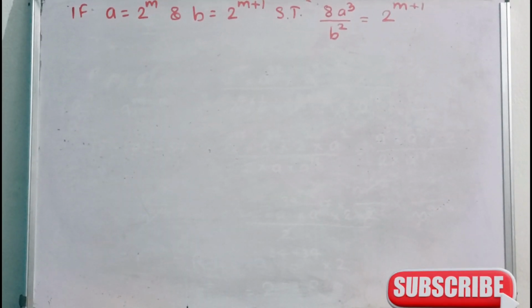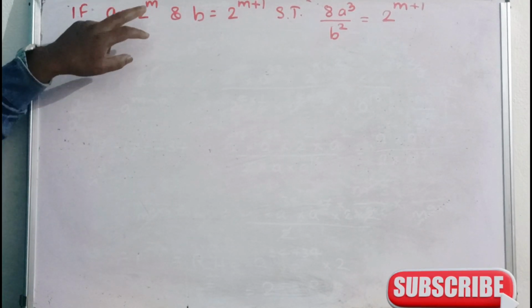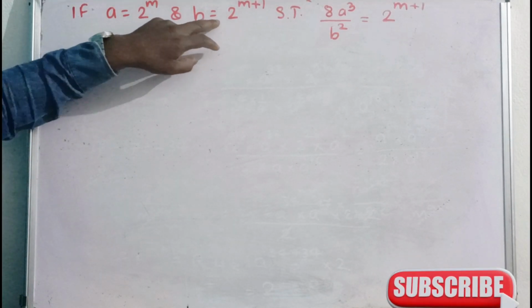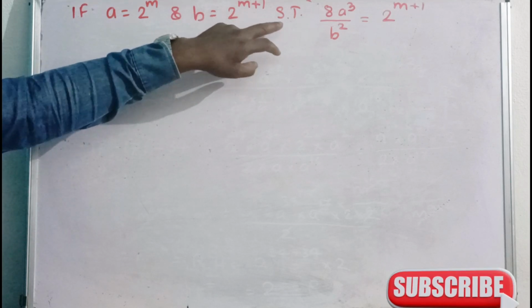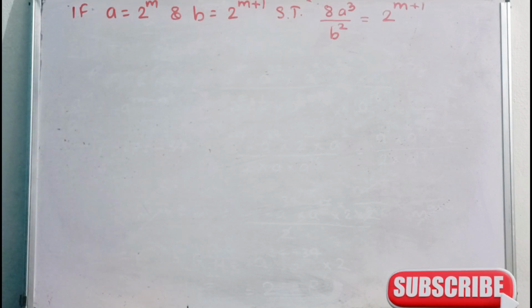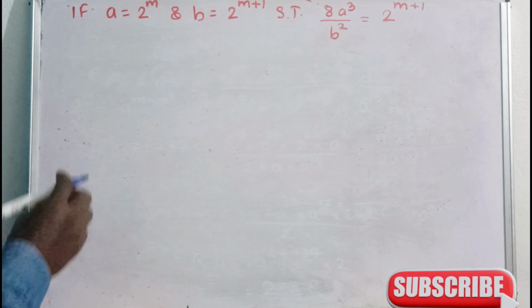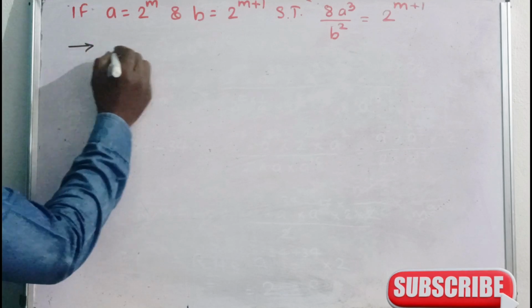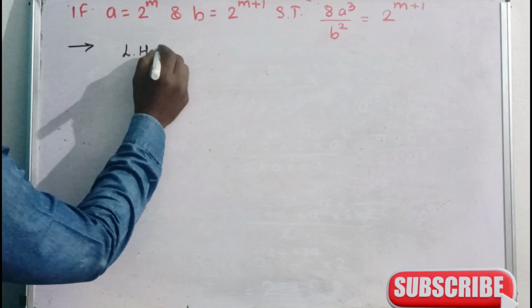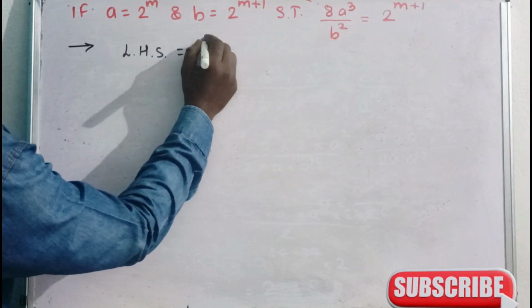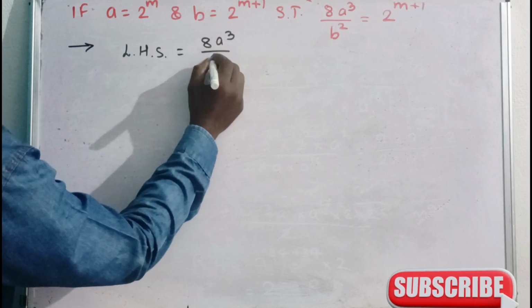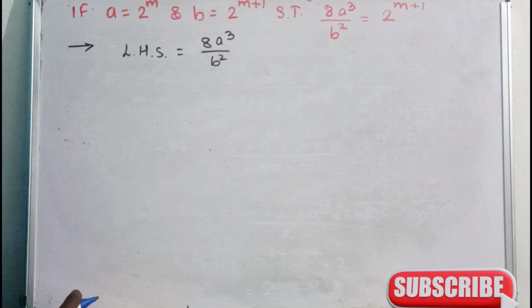Now see here, next problem. If a is equal to 2 raised to the power m and b is equal to 2 raised to the power m plus 1, then show that 8a cube divided by b square is nothing but 2 raised to the power m plus 1. Now LHS is equal to 8a cube divided by b square.